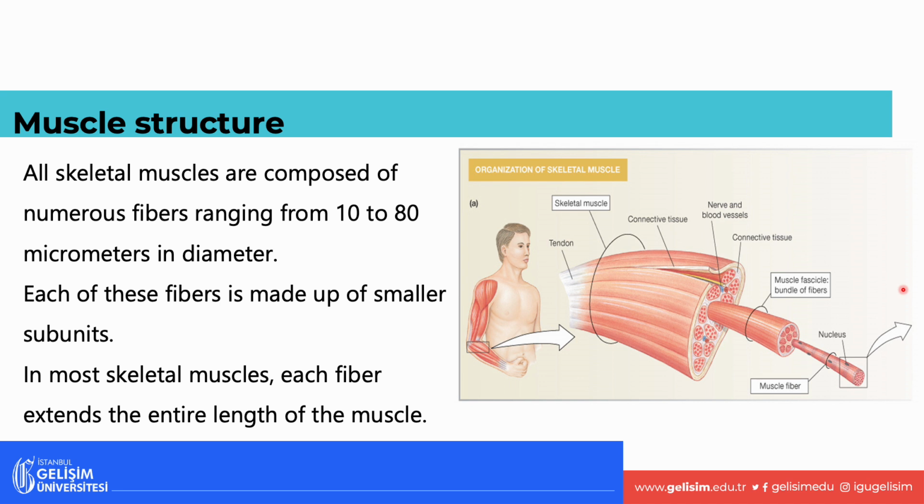The fibers are organized into groups that are separated by connective tissue, which provides support and structure to the muscle. The number and arrangement of these fiber groups can vary depending on the muscle and its function.